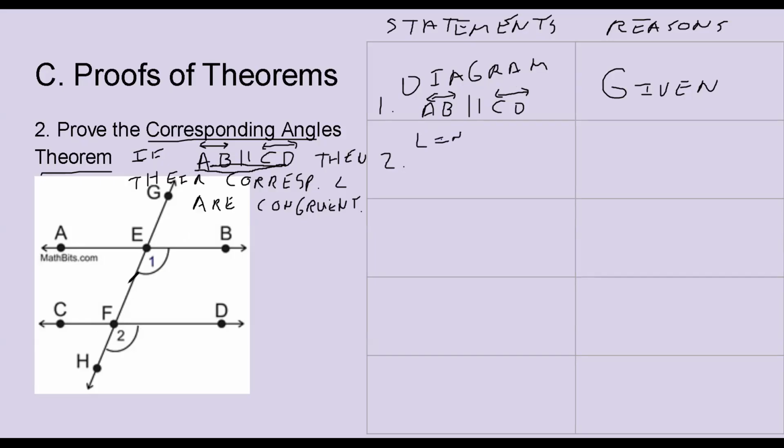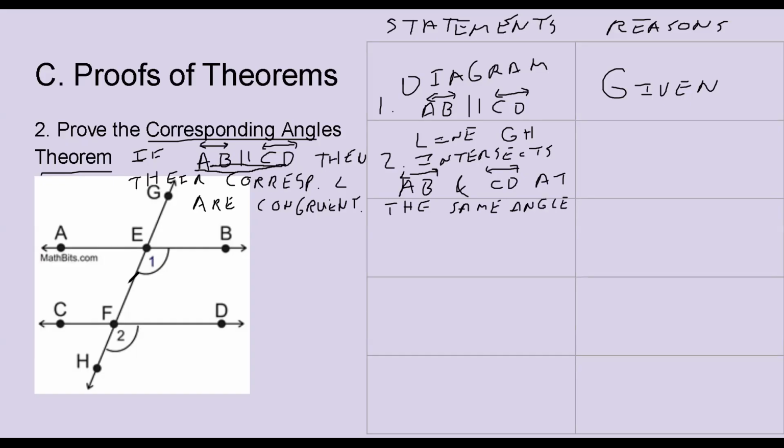line GE or GH intersects AB and CD at the same angle. I ran out of room here. That's okay. Okay, same angle. And the reason why that's true is the parallel postulate.